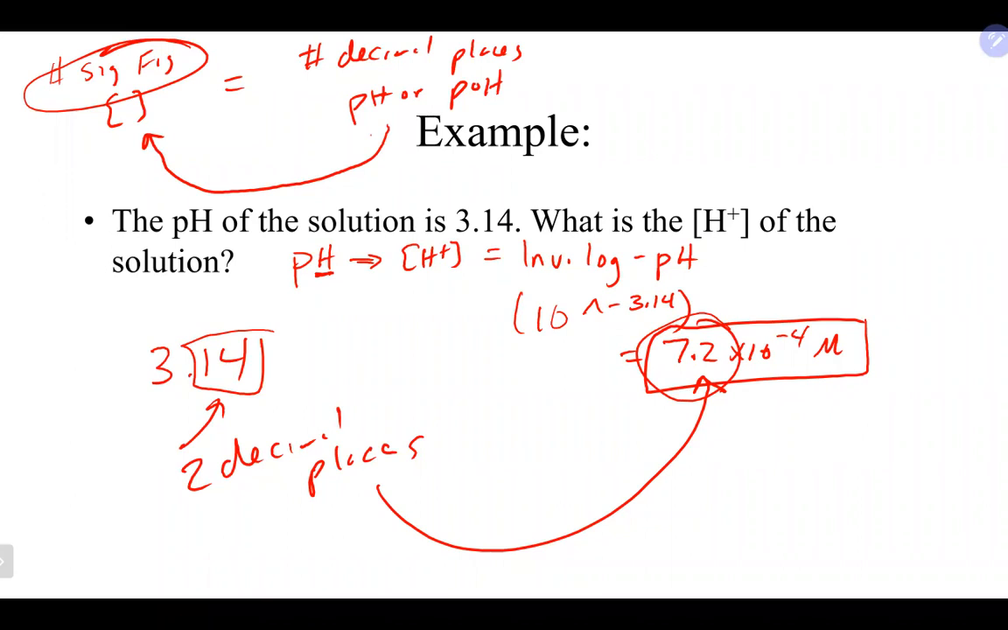Other questions? And again, when a number is written in scientific notation, we talked about all the numbers before the times 10 part are significant. So 7.2 would give us 2 significant figures. Other questions?